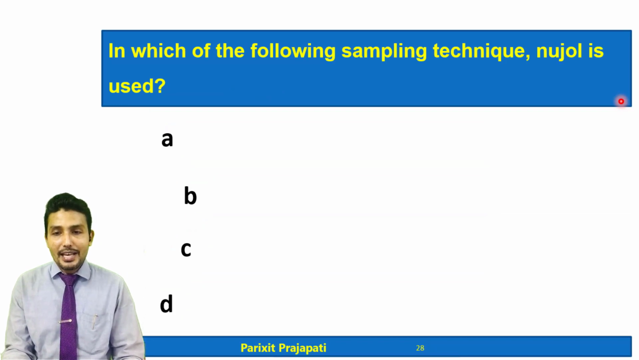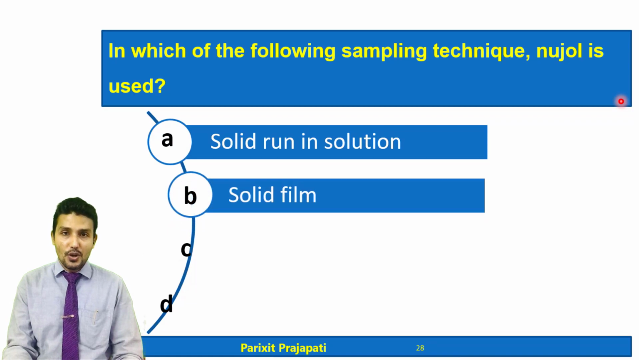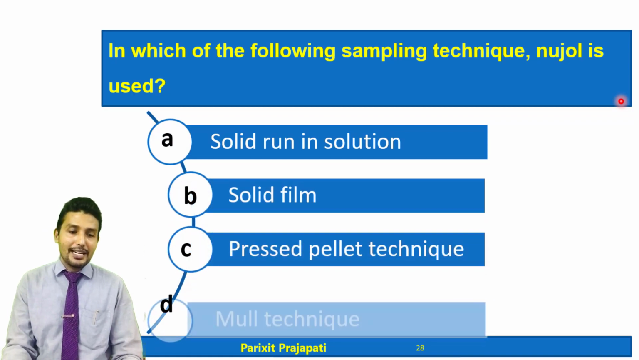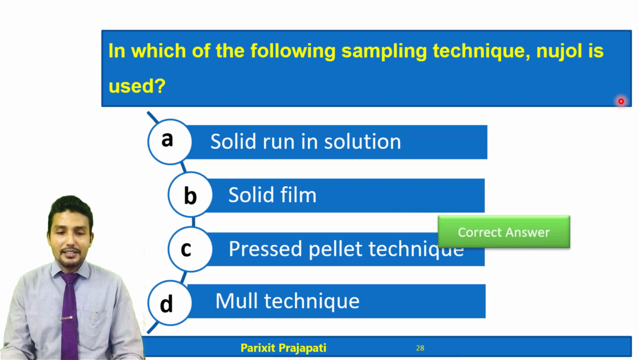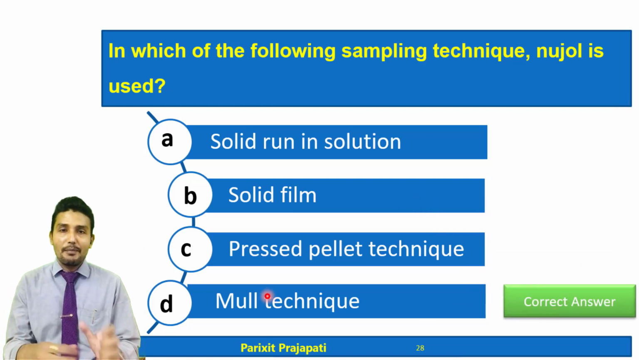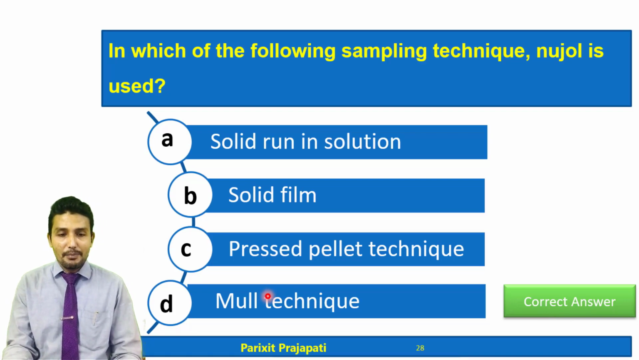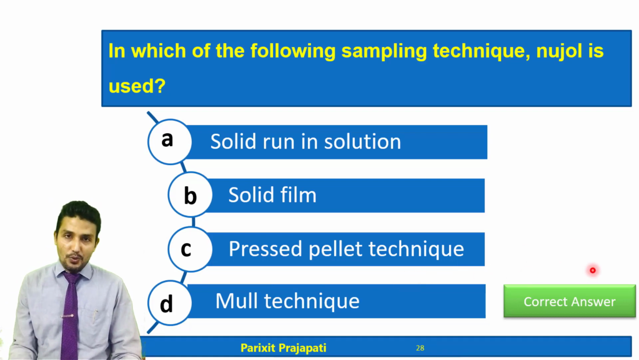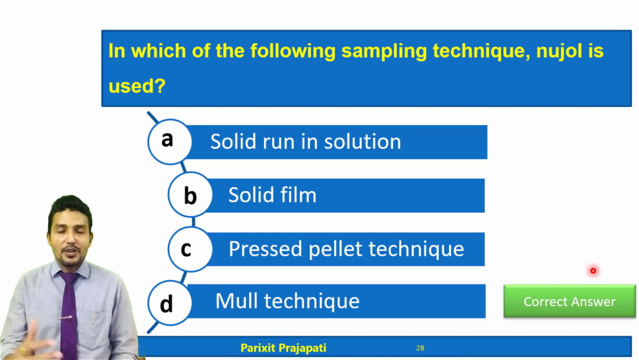In which of the following sampling techniques is Nujol used? Solid run in solution, solid film, pressed pellet technique, and Mull technique. The correct answer is Mull technique. Nujol is mineral oil in which the sample is mixed and a paste is made. So that is the Mull technique. In the pressed pellet technique, KBr, potassium bromide, is used. So these were some important MCQs based on IR spectroscopy.